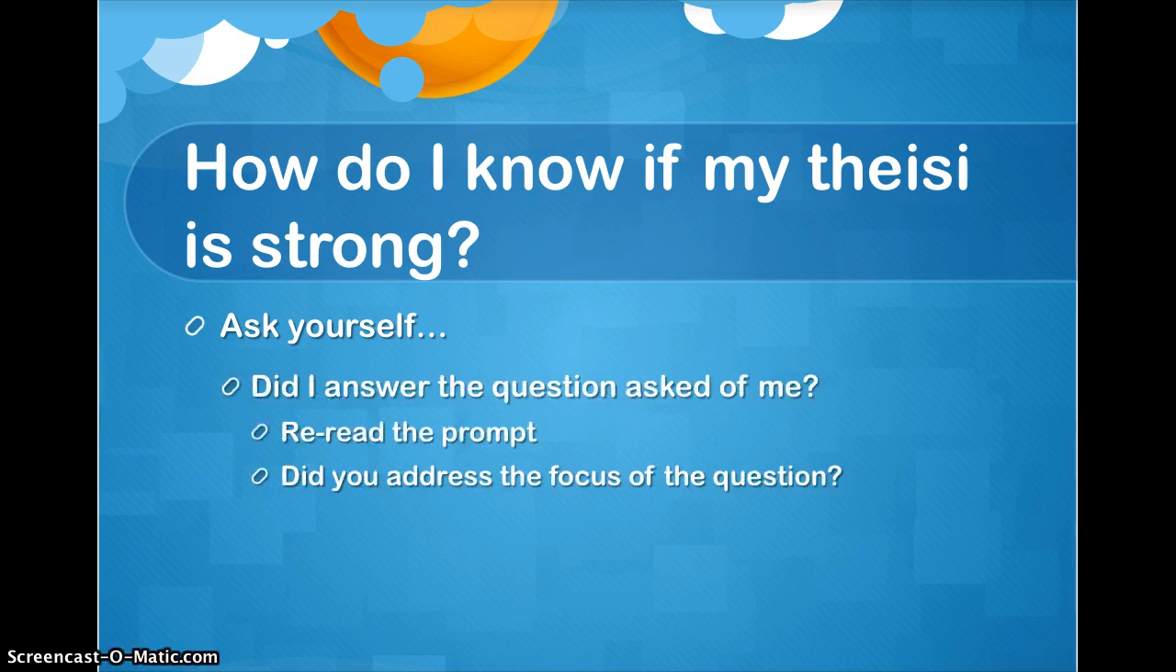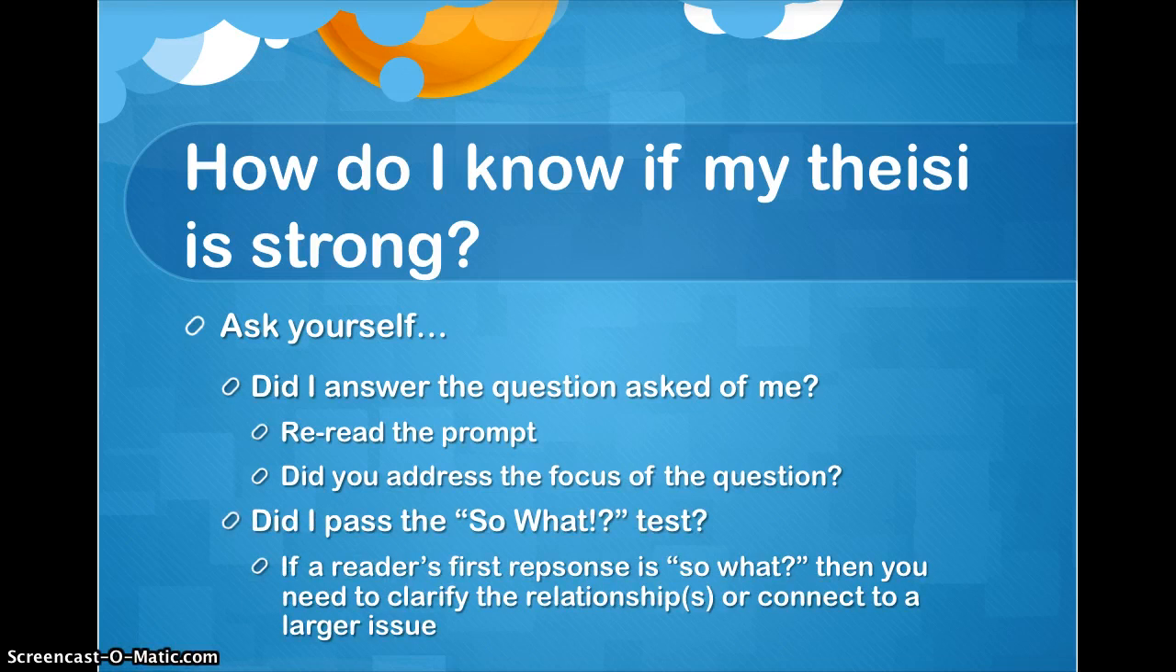Okay, you need to ask yourself to figure out if your thesis is strong. So one, did I answer the question asked of me? The questions asked of you are, what's the basic point of your religion? Did you address that? How do people worship? Did you address that? Again, you need to reread the prompt that I gave you. There were three basic questions that you need to answer with your religion, and you need to make sure your thesis statement addresses that.